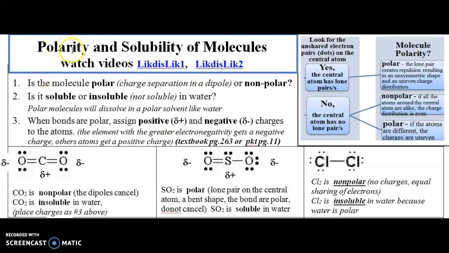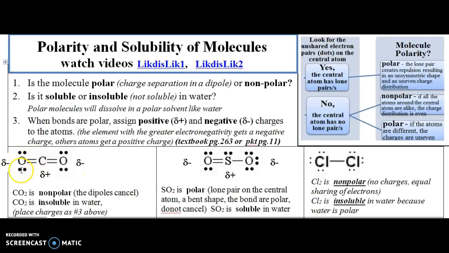Now, polarity of a molecule is dependent on two things. A, whether or not the molecule has a polar bond, like this one right here, CO2. The C and O are very different in electronegativity. The C gets to be positive and the O gets to be negative. The same thing here with the C and the O on the other side. This O is negative and this C is still positive.